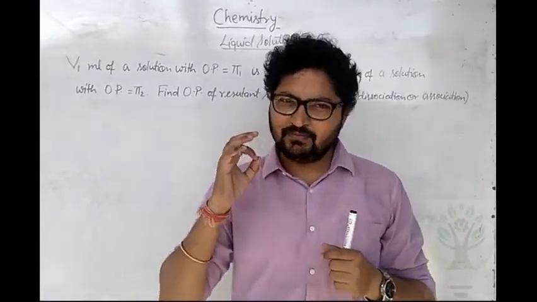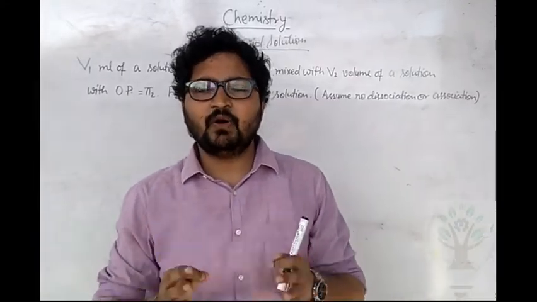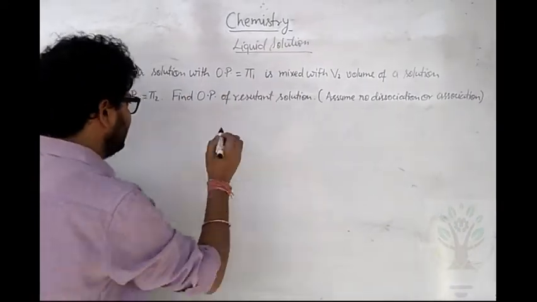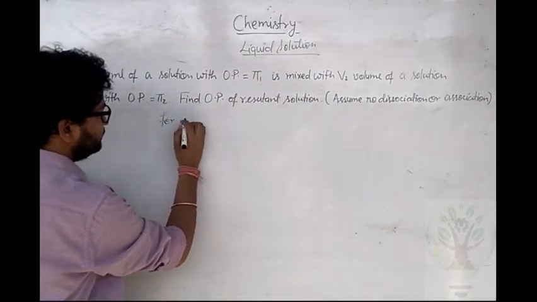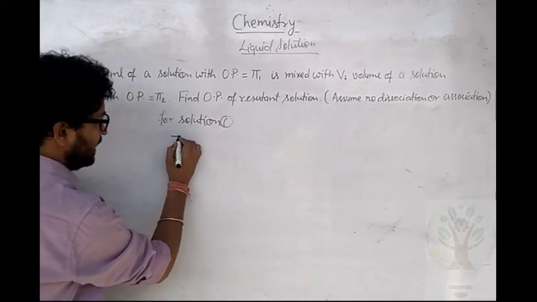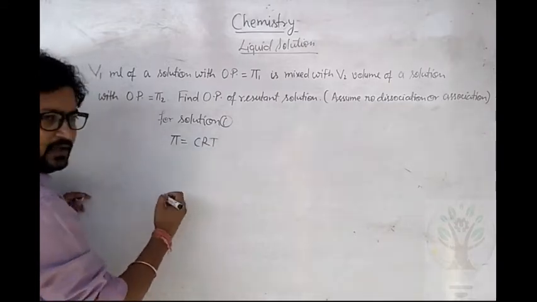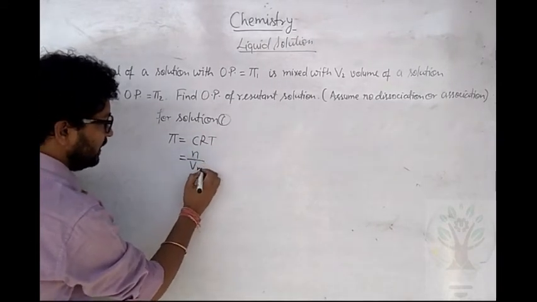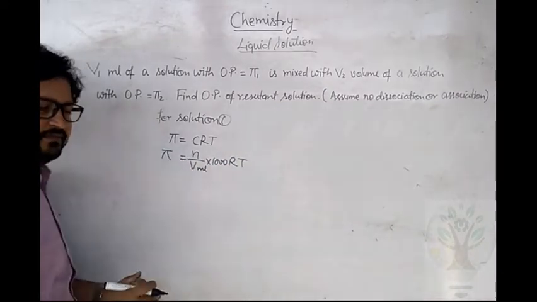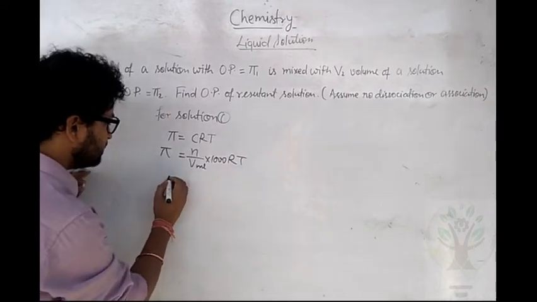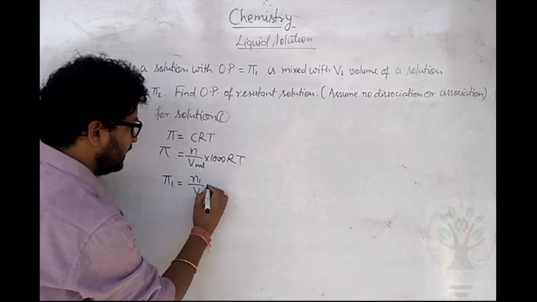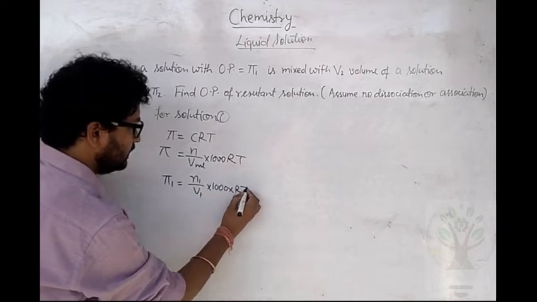Okay. Now, how will we approach this question? Again, the very same technique. Somehow we will focus on finding effective molarity. So let's see. For solution number 1, pi is equals to CRT. So what is C? C is moles upon volume in ml multiplied by 1000, times RT. This is the formula for pi. Now what is pi given to you for the first solution? Pi 1 will be equals to N1 upon V1 into 1000 into RT.